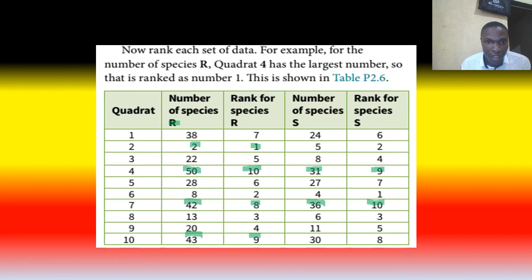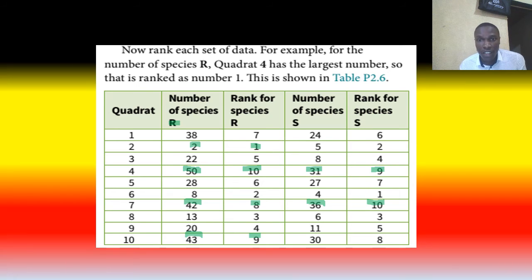Which one follows? Let's check. Quadrat number 7 had 42, we rank it number 8. So we do the same until we reach the quadrat that had the lowest number of species of R, and that's quadrat number 2. It had only 2, and we rank it number 1. It is the least, it had the lowest number of species. So these ranks just show which one has the biggest value and which one has the smallest value. The one which has the small rank had the smallest number of species.